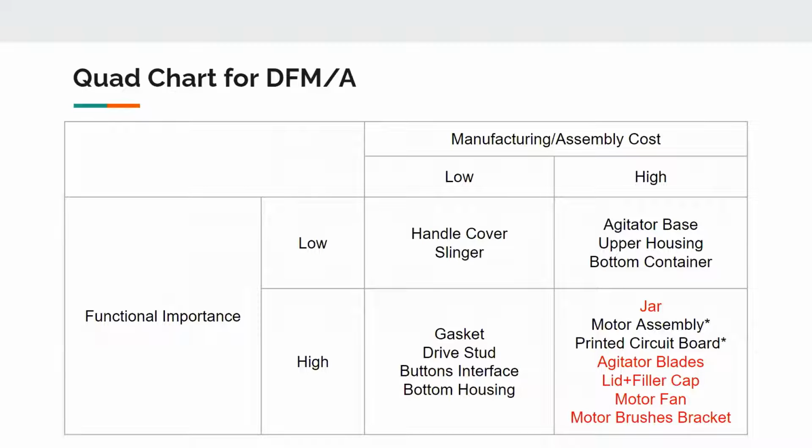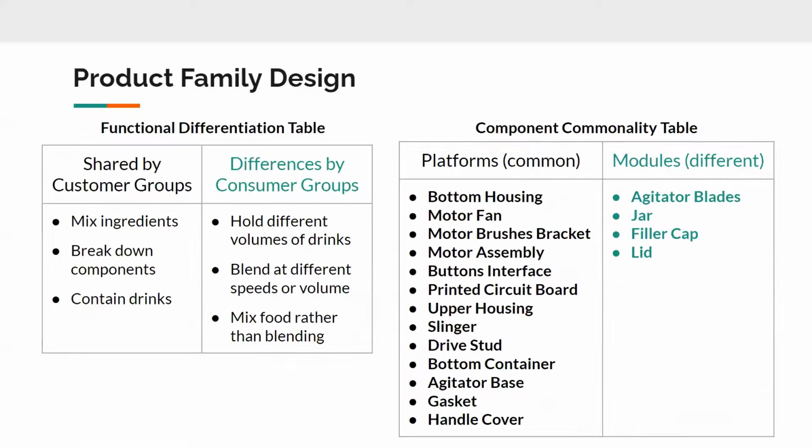This is our quad chart for DFM/DFA. It is used to determine what parts we consider redesigning, and this determination is made by ranking each component by functional importance, low or high, and manufacturing assembly cost, low or high. The items in red are parts that we should consider redesigning using DfM/A guidelines and will be discussed later on in the presentation. Please note that the motor assembly and the PCB are not in the scope of the course for redesign.